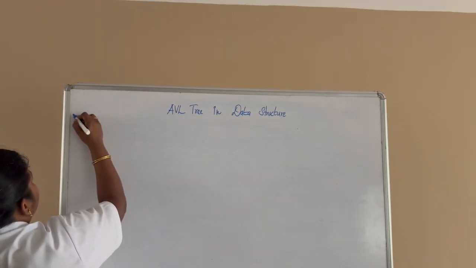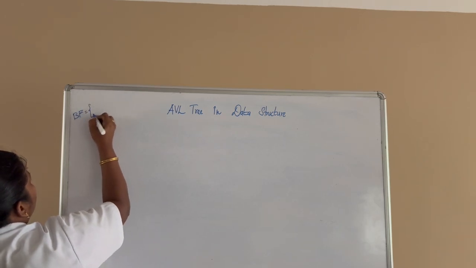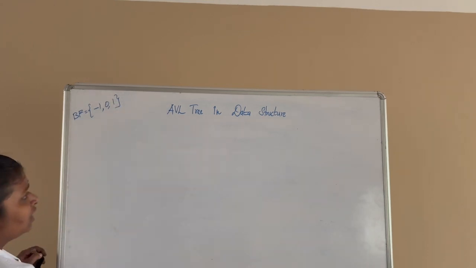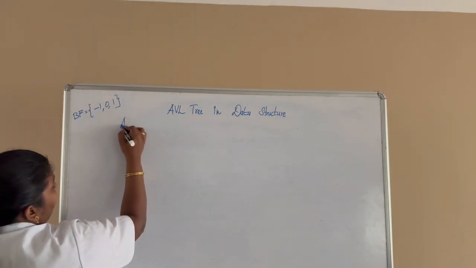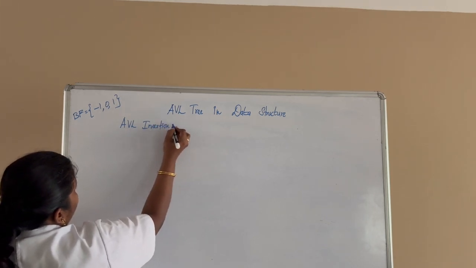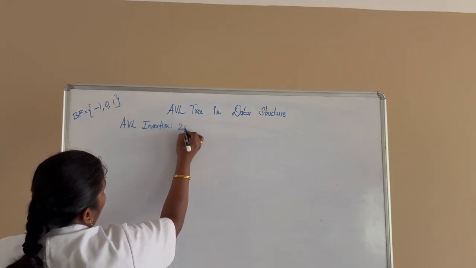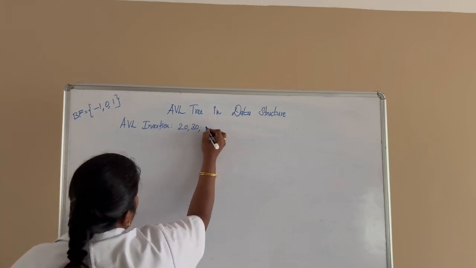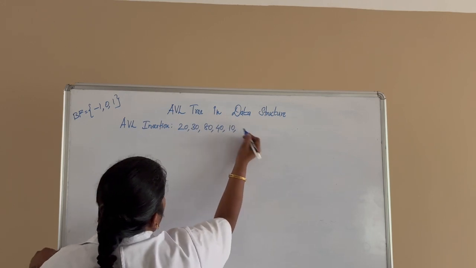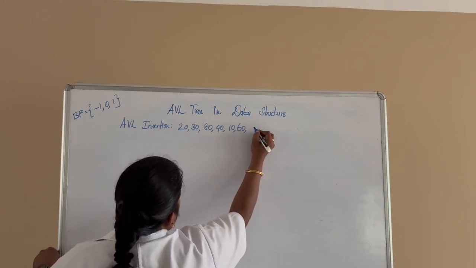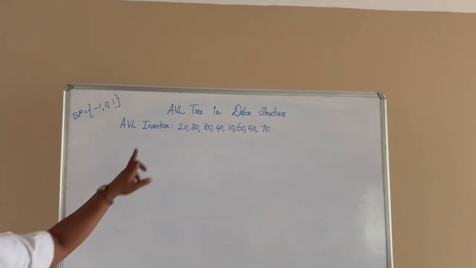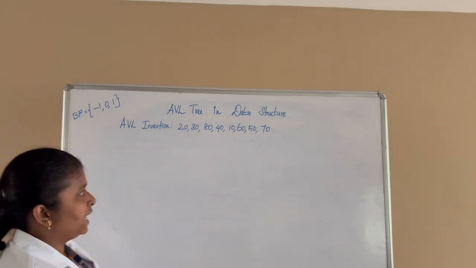So as I said earlier, the balance factor should be within the range of -1, 0 and +1. Now let us see the AVL insertion for the set of data like 20, 30, 80, 40, 10, let us keep 60, 50 and 70. Let us see the AVL insertion for this given set of data, right?